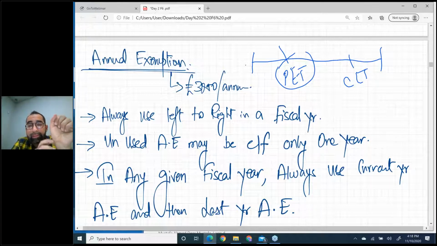Don't forget this. These are very small things, and they carry almost 2 marks, because this topic normally comes in IHT cases, and in IHT cases, if you make a slight mistake, the whole MCQ is wrong.